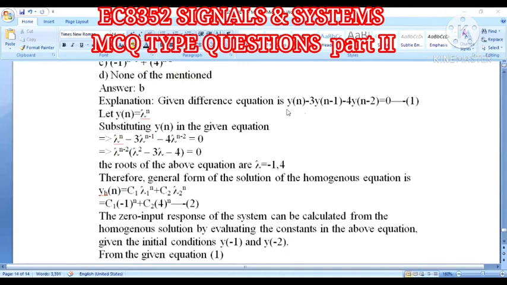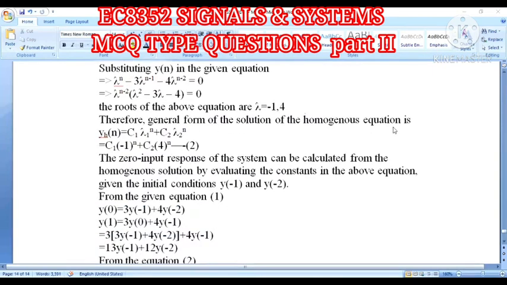Now substitute this in equation number 1. Now y of n becomes lambda power n minus 3 times lambda power n minus 1 minus 4 into lambda power n minus 2, which is equal to 0. Here I bring lambda power n minus 2 outside, so inside you have lambda square minus 3 lambda minus 4 equal to 0. From this you have to find the lambda value. The roots of this equation are lambda equal to minus 1 comma 4.